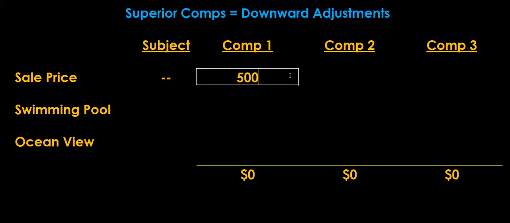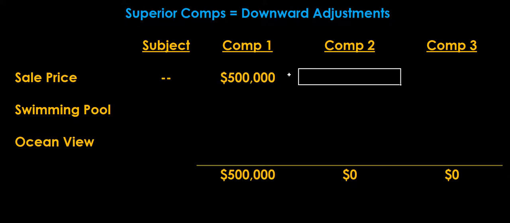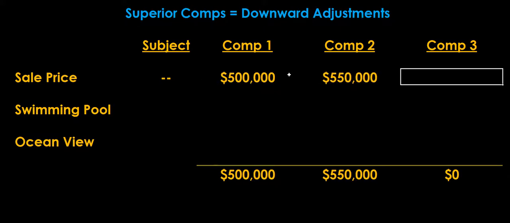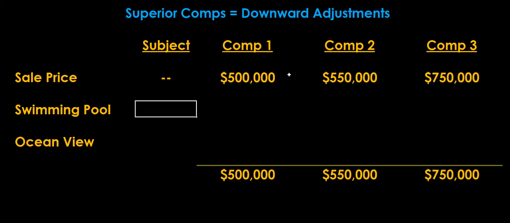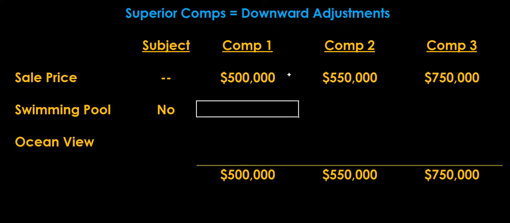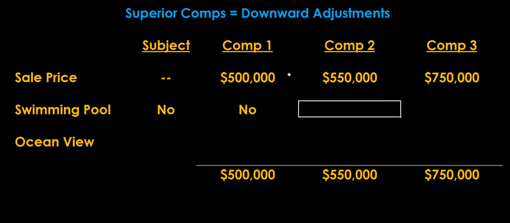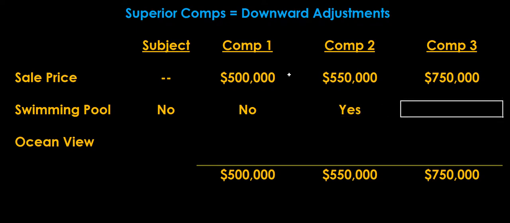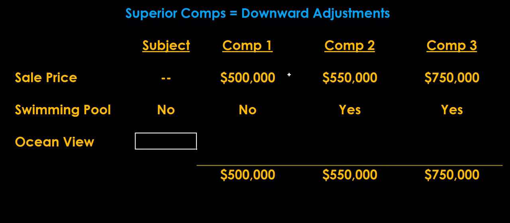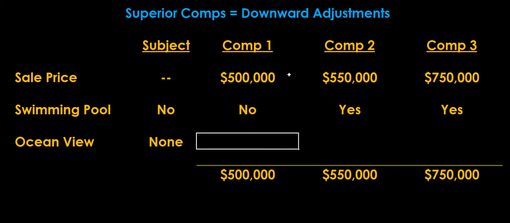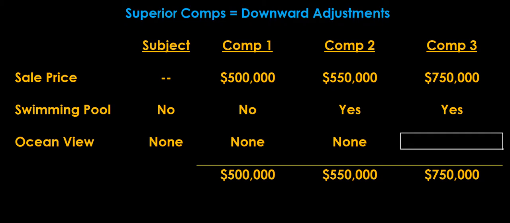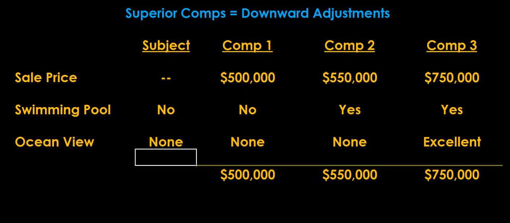Let's say Comp 1 sold for $500,000. Comp 2 sold for $550,000, and Comp 3 sold for $750,000. Well, the subject, let's assume it does not have a pool. Let's say Comp 1 does not have a pool, but Comp 2 does, and also Comp 3 does. And as to ocean view, let's say we don't have an ocean view, and neither does Comp 1, and neither does Comp 2, but Comp 3 does, and let's just say it has a really good one. It's got an excellent ocean view.